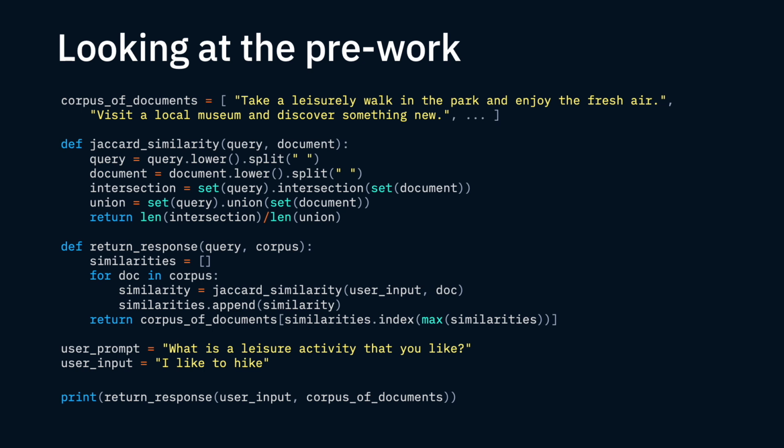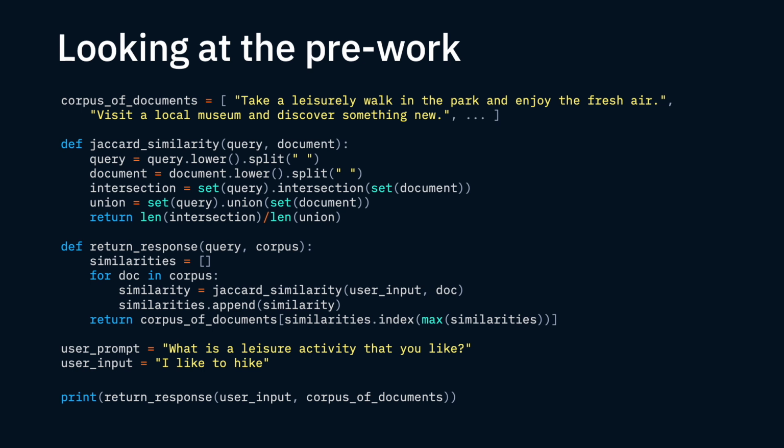And it's going to go ahead and say, all right, I want to get a return response, which is going to basically compare this user input to the different documents using a function of similarity. The actual function here is irrelevant to what we're doing. But the important point is we're saying, all right, let's find the most similar thing and return it.